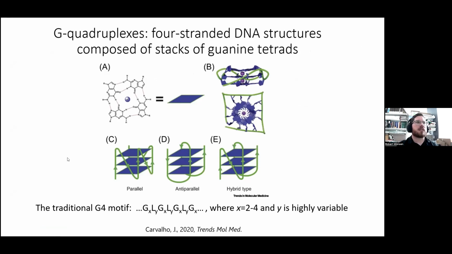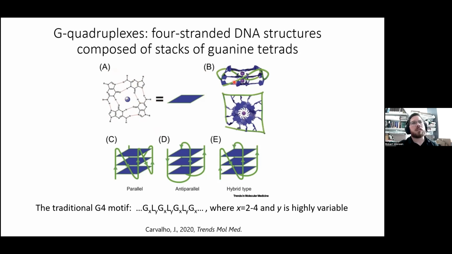They are 4-stranded DNA structures composed of stacks of guanine tetrads, and a G-tetrad is shown here on the left. So it's 4 cyclically bonded guanines, and they form the square planar kind of shape. And so we often represent them schematically as just squares. In the central channel here, you see a cation. So typically sodium or potassium are within these channels, and these help support the structure by neutralizing the partial negative charge from the inward facing carbonyls.